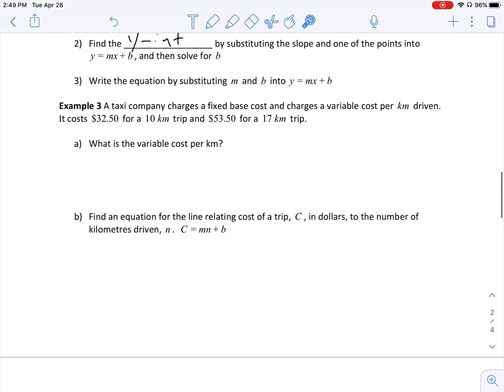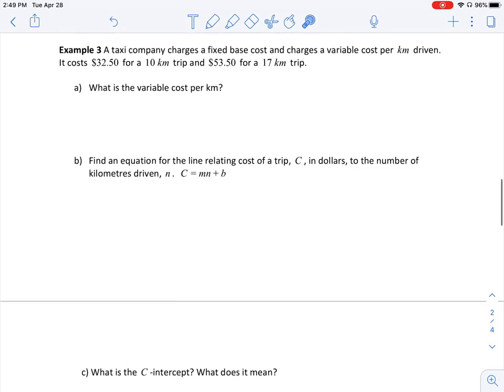So we got into some word problems. Example 3: a taxi company charges a fixed base cost and charges a variable cost per kilometer driven. It costs $32.50 for a 10-kilometer trip, and it costs $53.50 for a 17-kilometer trip. So when the distance is 10, it costs this much. When the distance is 17, it costs this much. I'm going to say my x is distance, my y is cost.